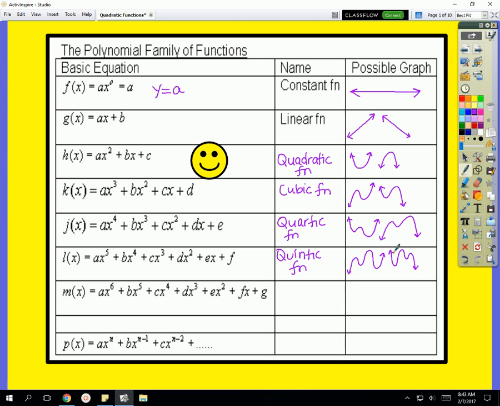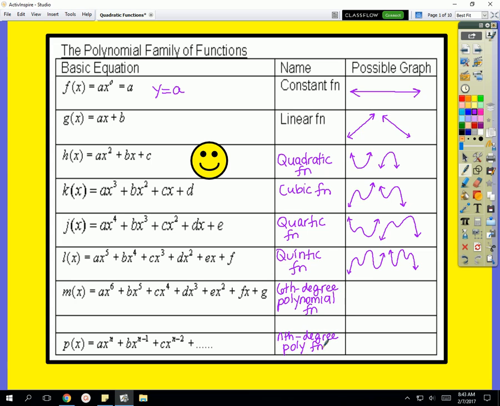And then m of x is a 6th degree polynomial function. At this point, we don't have special nouns anymore. So we'll just have 6th degree polynomial functions, 7th degree polynomial functions, and so forth and so on. So that p of x, I'll in general call an nth degree polynomial function. And I'm going to abbreviate polyfunction like that.